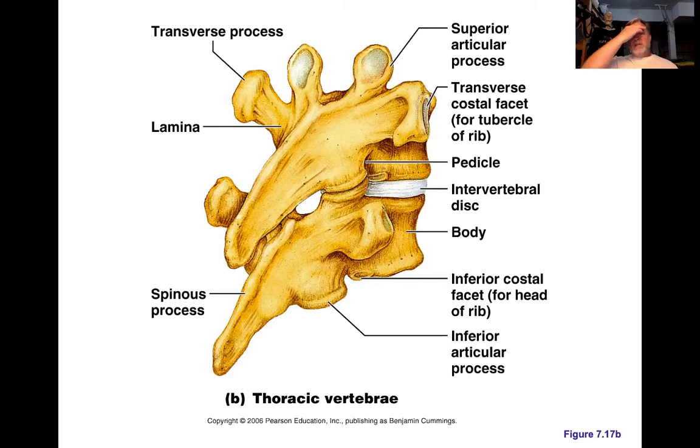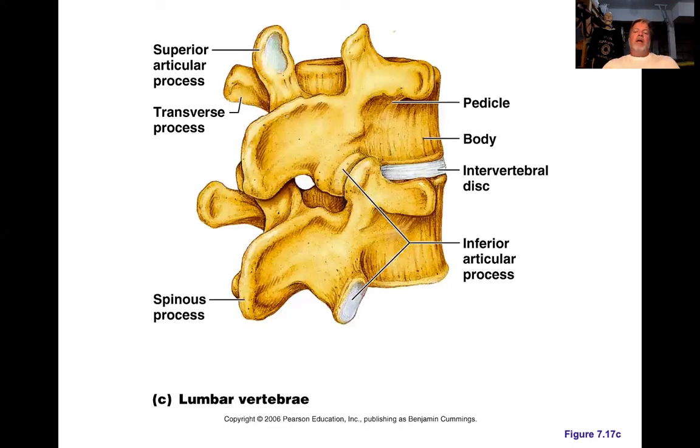Now, as far as identifying this, if they just hand you a single vertebrae, to me, these things look like a giraffe. This is the nose of the giraffe, and then you've got the horns and little ears sticking up. So it's got the shape of a giraffe to me. So that's how I remember them. So the important part on thoracic vertebrae is they do articulate with ribs, and they do have a sharp spinous process.